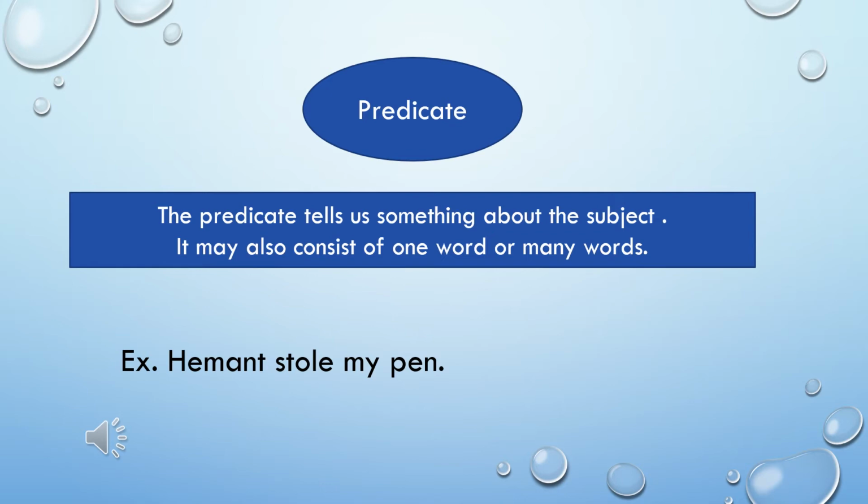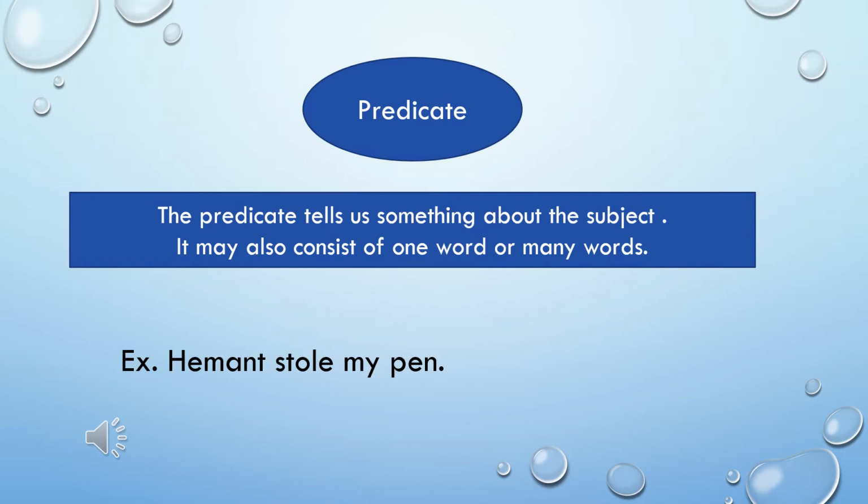Predicate is also known as telling part. It begins with the verb, which tells us something about the subject. Now, look at this example. Hemant stole my pen. So, first, children, identify the verb here. Tell me the verb. Yes, the verb is stole. And the verb part or telling part of this sentence is stole my pen.